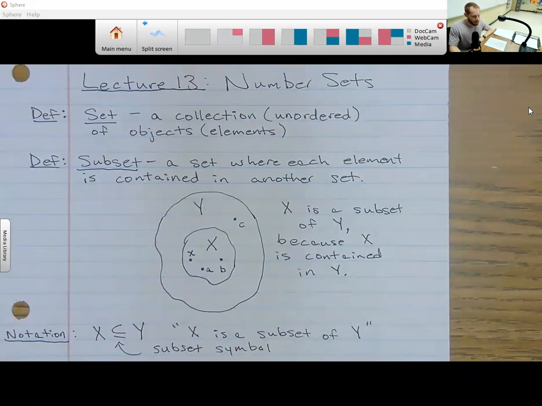Okay. So I'll just leave that up there for about a minute, and we'll get to talking about the number sets and what do they mean, what are they used for, and stuff like that. Okay? But do know there are these things called sets, and some sets are contained in other sets. So we say that X is a subset of Y, okay? Because every single element in X is also contained in Y.